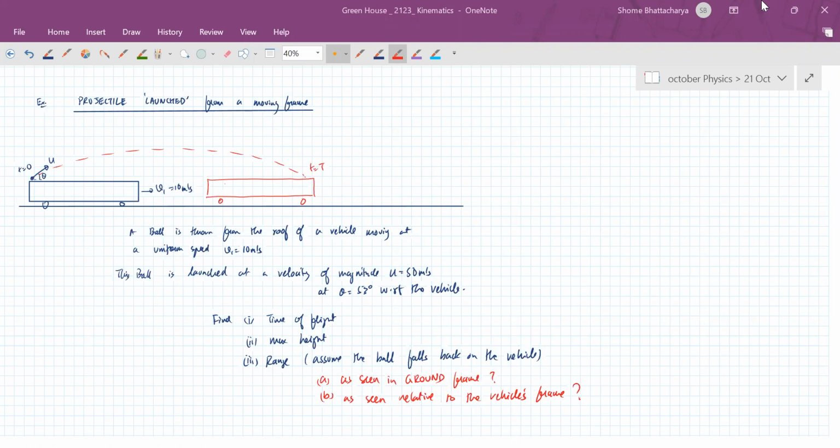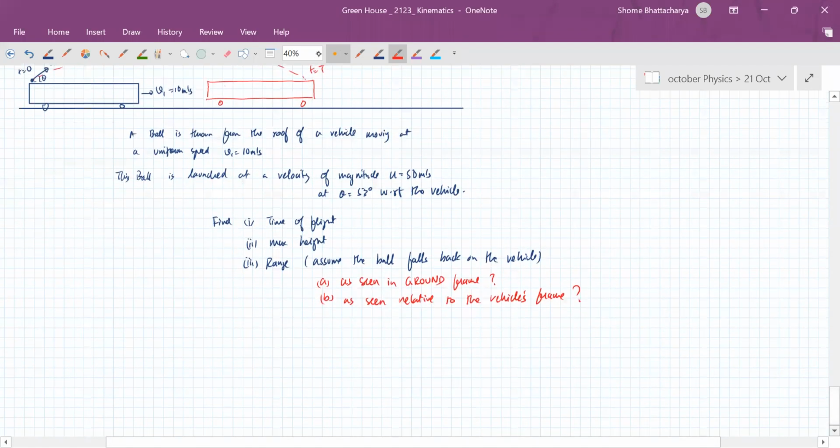Okay, so understand the important thing here, that what is the projection velocity of the ball in the ground frame? Yes, very good. Time of flight is correct, Siddharth. Height is correct. Now the range you have calculated in which frame, beta? Have you calculated in ground frame or with respect to the vehicle's frame? That is the important thing. So in the vehicle's frame it will become different. In the ground frame it will become more.